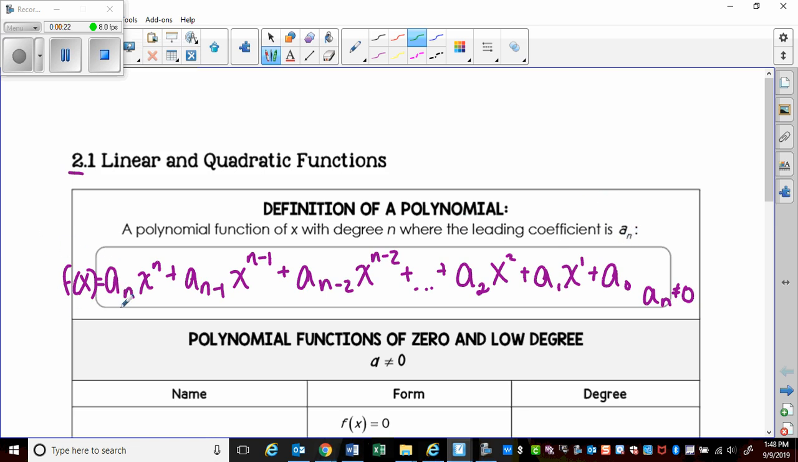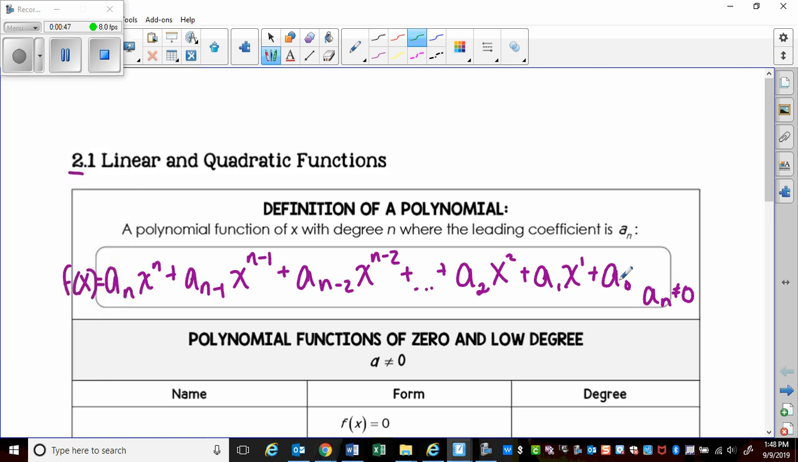f of x equals, and there's usually a coefficient, x to the n, and then it decreases. a sub n minus 1 x to the n minus 1, a sub n minus 2 x to the n minus 2, and it keeps going until we get to 0. So a sub 2 x squared, a sub 1 x, and then plus a sub 0. And x to the 0 is just 1, so I don't even have to write it.